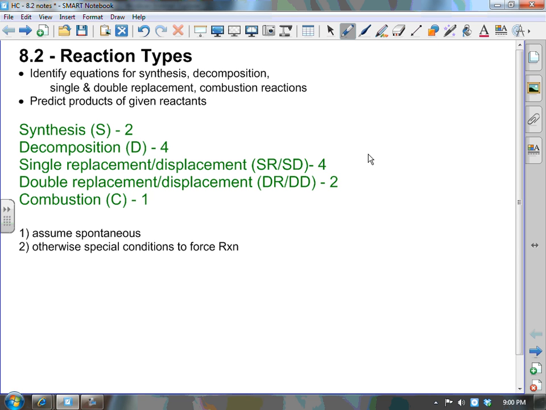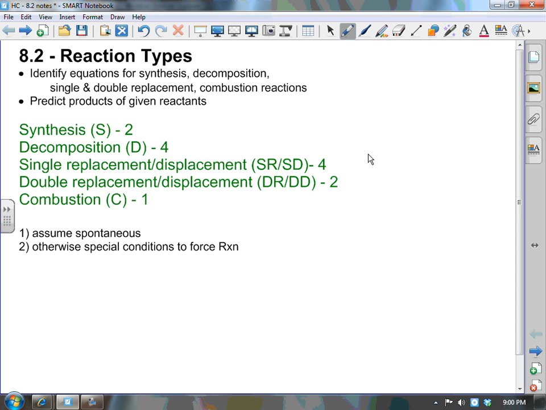And number 2, unless we're told otherwise, we don't expect there to be any special conditions. If there are special conditions, then we've got to be given those. We're not going to be able to make any assumptions on what the special conditions are, if it will happen or if it will not happen. And everything's got to be pretty much laid out for us.